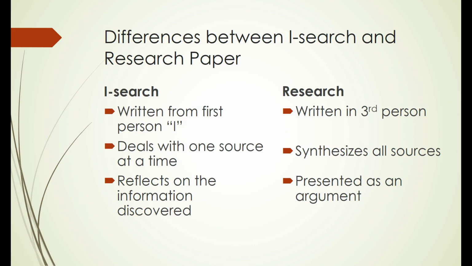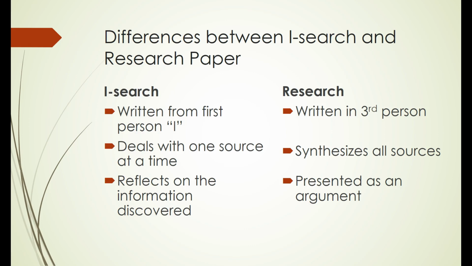First of all, let me talk about a few broad differences between an iSearch paper and a research paper. An iSearch paper is written from first person. I went here, I found this, I discovered. Whereas a research paper is written in third person. Think about the summary responses that you've been writing in independent readings. When you write the summary for that, you write that the author says, or the article talks about, or next it mentions. You don't use first person, but in this paper you will be using first person.